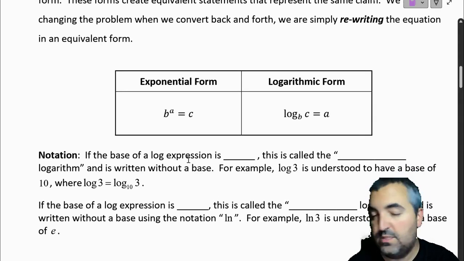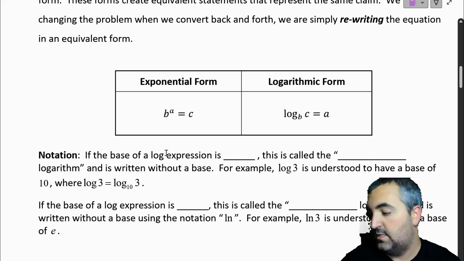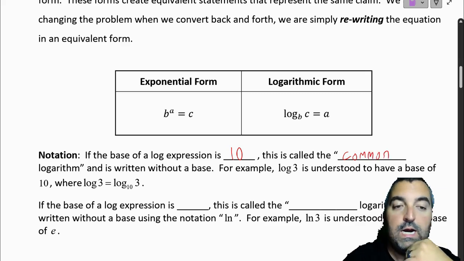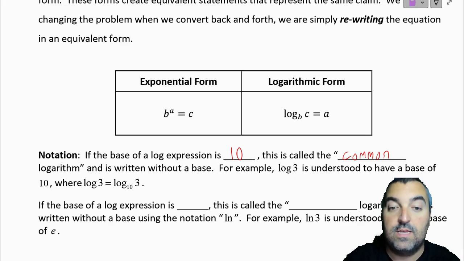Just a few notation things. If the base of a log expression is 10, because we're in a base 10 number system, this is called the common log, and it is written without a base. So if you have log of 3, you notice there's no subscript here, it is understood that we have a base of 10. So log 3 is really saying log base 10 of 3.